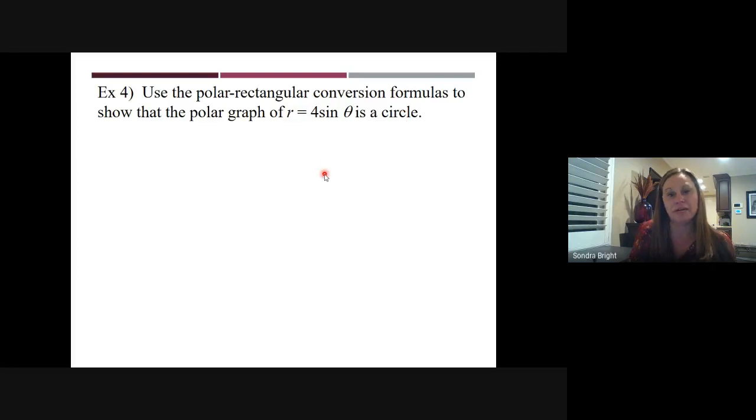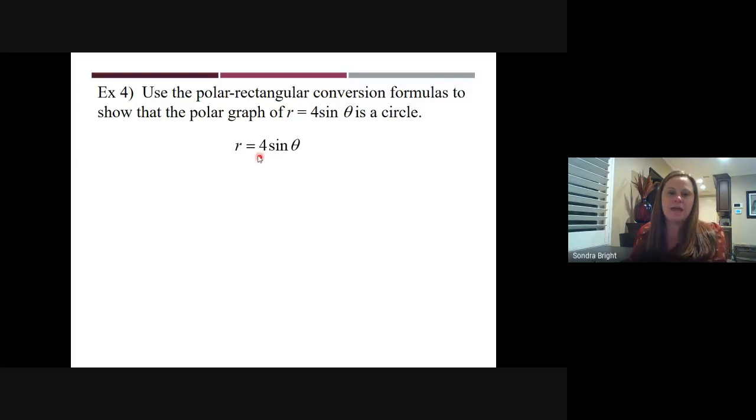Now we're going to put it into a rectangular equation. We're going to make it into x's and y's, so that way we can show that it really is, it matches up. All right, so what do we know? r equals 4 sine of theta.